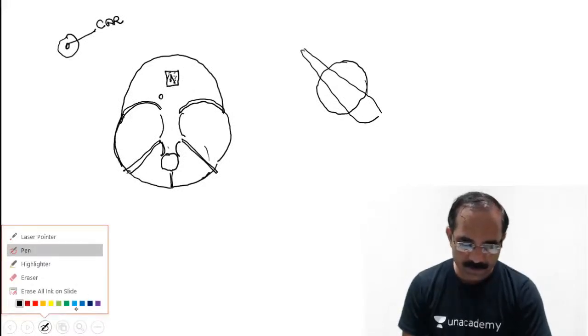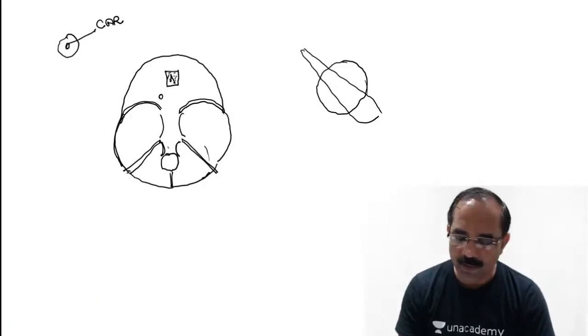Students, can you tell me, what does this common tendinous ring give origin to? What are these muscles?